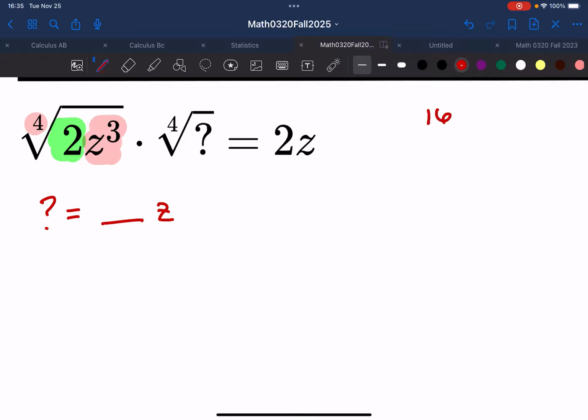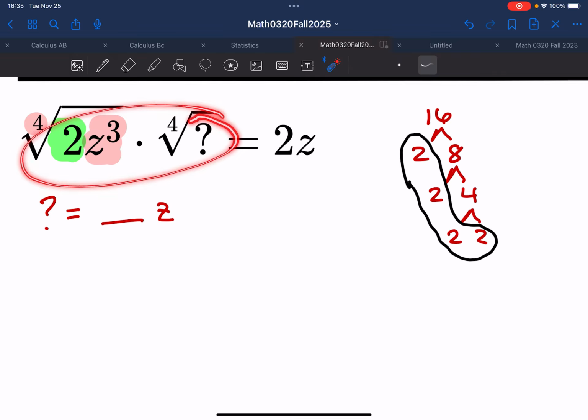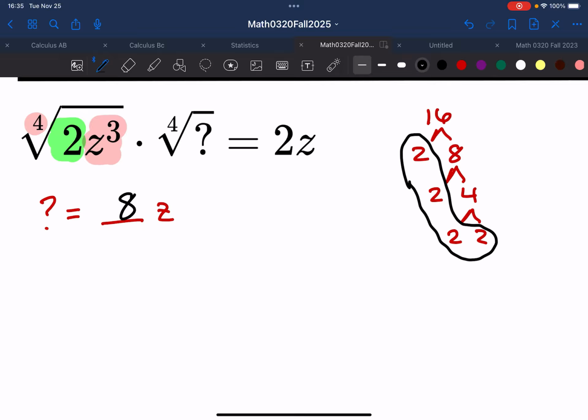So let's try 16. If I do the prime factor tree for 16, I get 2 and 8, then I get 2 and 4, and then I get 2 and 2. Notice I have 4 2's right here with nothing left over, which means the fourth root of 16 is 2. So since I need this to multiply to 16, I have 2 here, which means my missing value has to be 8.